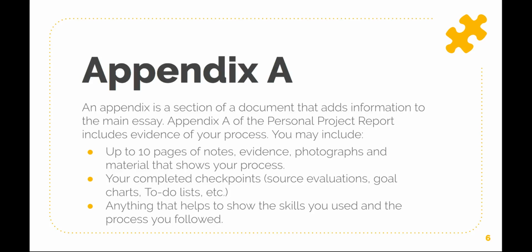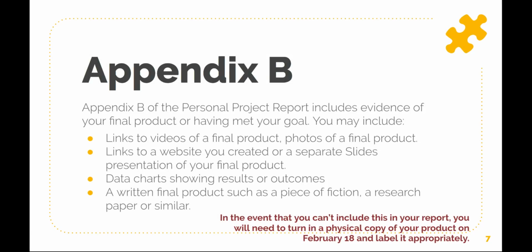Appendix A is a required section of your final reflection. Appendix A consists of up to 10 pages of notes, evidence, photographs, or other material that shows your process. You can also include your checkpoints and anything else that shows the skills that you've used along the way. If you can include these digitally in your reflection, that's great. If you need to submit things in hard copy, we'll give you an envelope on the day that the project is due in order to do that.